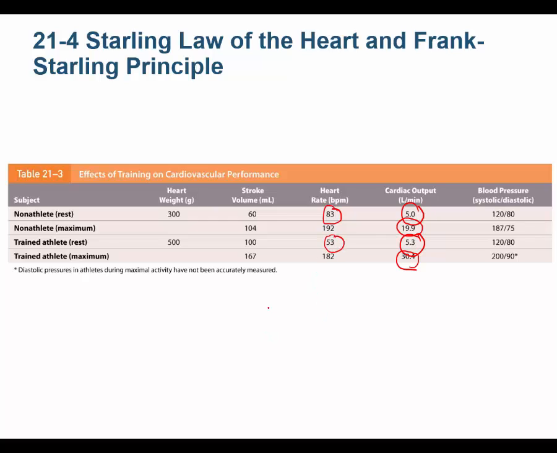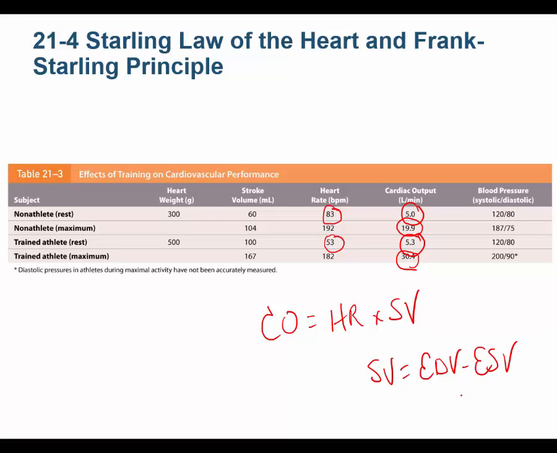Remember, we said this. We said that cardiac output is heart rate times stroke volume, and stroke volume equals end diastolic volume minus end systolic volume. Because of the high end diastolic volume, we have a high stroke volume. But if we keep cardiac output the same, then heart rate goes down. Because with fewer heartbeats, I can pump the same amount of blood. So you can see that there.